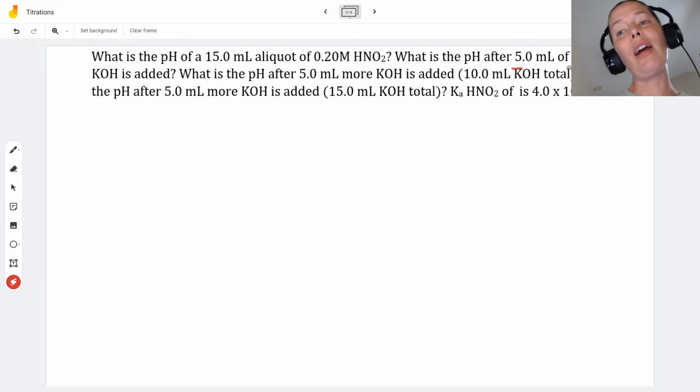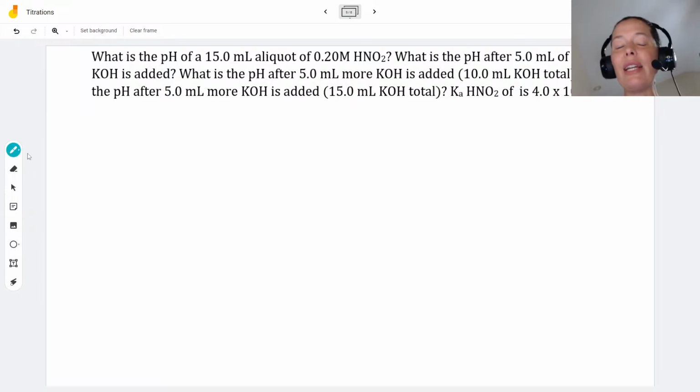We want to know the pH after we've added 5 milliliters, after we've added 10 milliliters, and after we've added 15 milliliters. And I kept the base the same. It's still potassium hydroxide. It's still a strong base. So let's go ahead and jump into calculating the pH before any base is added.